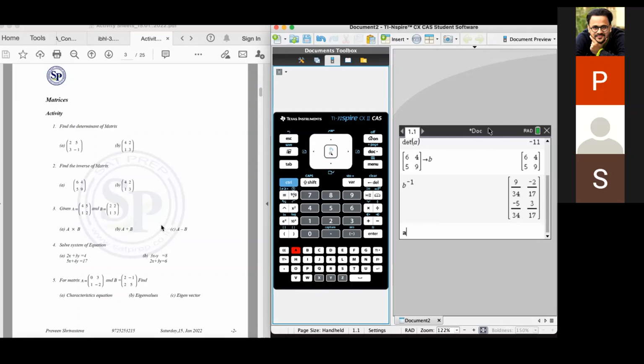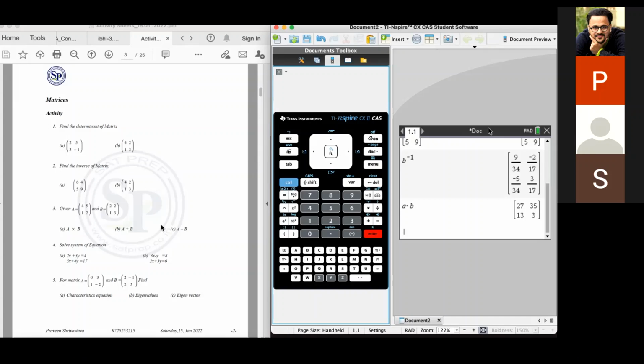Suppose in a third question I want to do the multiplication of these, I can directly do this. Automatically, the values of A and B, which are already stored in the variables, will remain there, and we can directly get it.